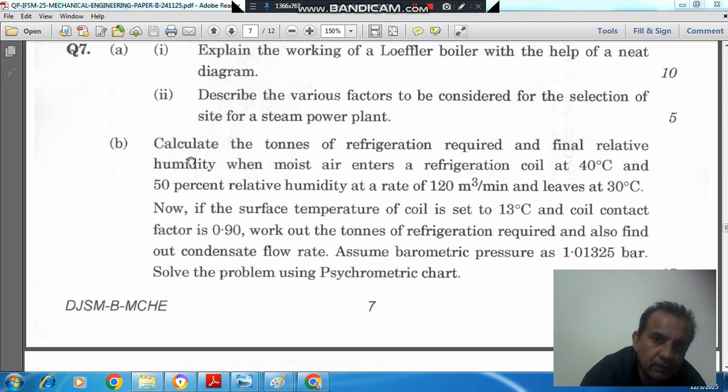Question number 7b. Calculate the tons of refrigeration required and the final relative humidity when the moist air enters a refrigeration coil at 40 degrees Celsius and 50% relative humidity at a rate of 120 meter cube per minute and leaves at 30 degrees Celsius. Now, if the surface temperature of the coil is set to 13 degrees Celsius and coil contact factor is 0.9, work out the tons of refrigeration required and also find out the condensate flow rate. Assume barometric pressure as 1.01325 bar. Solve the problem using psychrometric chart.